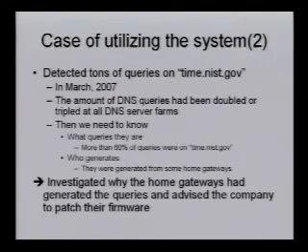At that time, the NTP server of list.gov had its name changed from time.list.gov to something else. But Korean home gateways still use the old name as their NTP server, and that makes these queries. And we advised the company to patch their firmware.